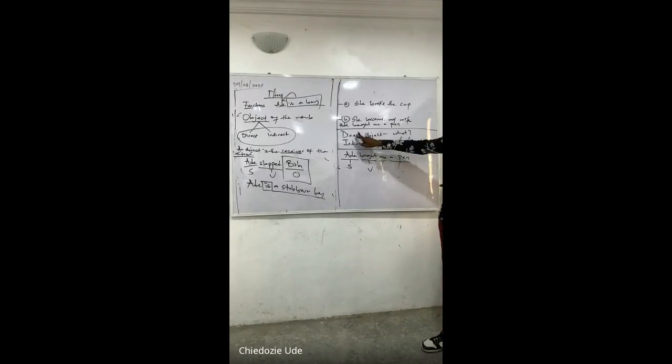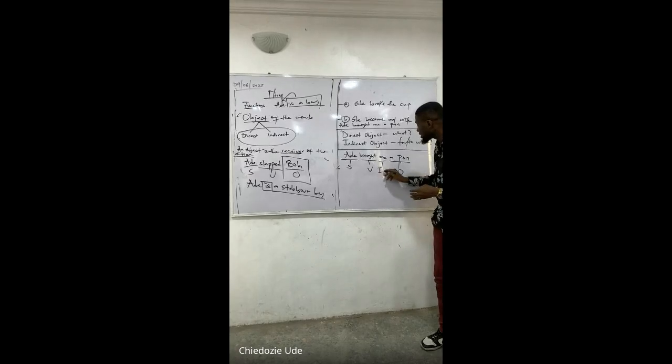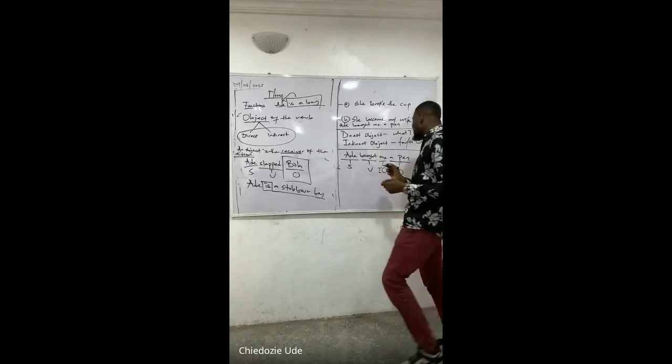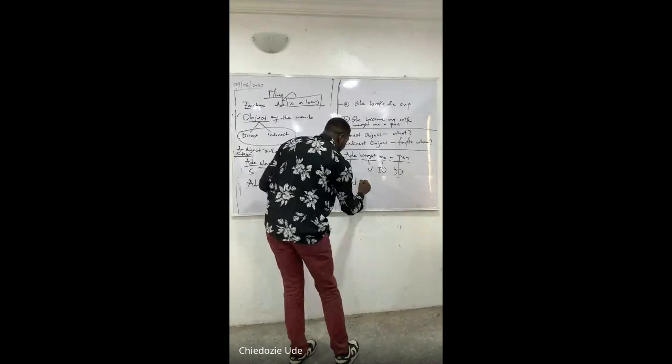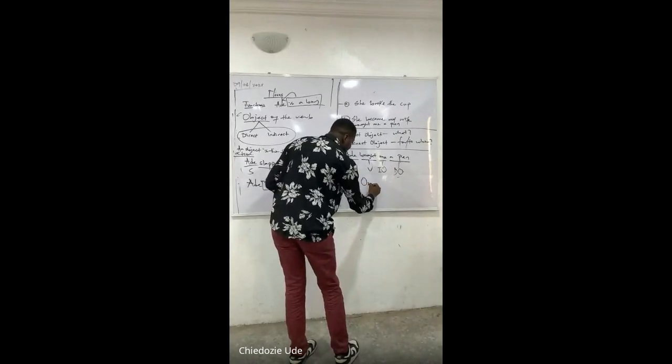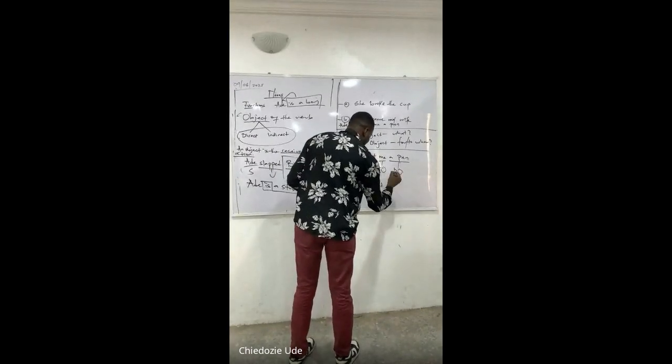Please note, the direct object answers the question what? So, what was bought? A pen. So a pen is a direct object. To whom or for whom was it bought? It was bought for me. So this is the indirect object. So we have a pattern of what? Verb, indirect object, direct object.